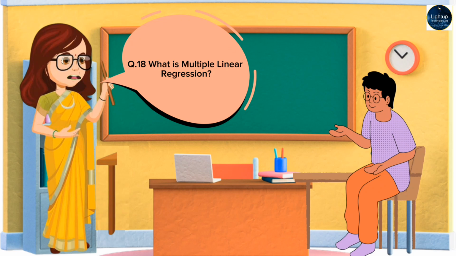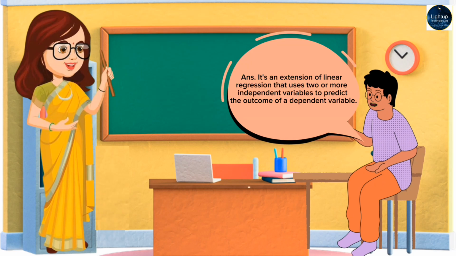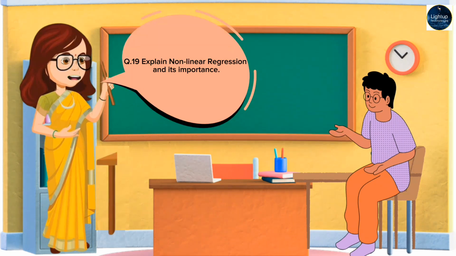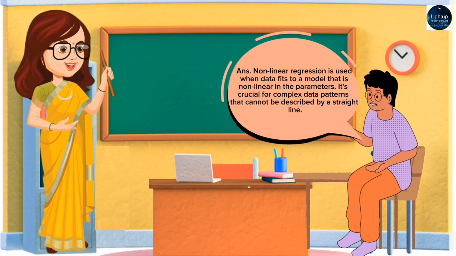What is multiple linear regression? It's an extension of linear regression that uses two or more independent variables to predict the outcome of a dependent variable. Explain nonlinear regression and its importance. Nonlinear regression is used when data fits a model that is nonlinear in the parameters. It's crucial for complex data patterns that cannot be described by a straight line.